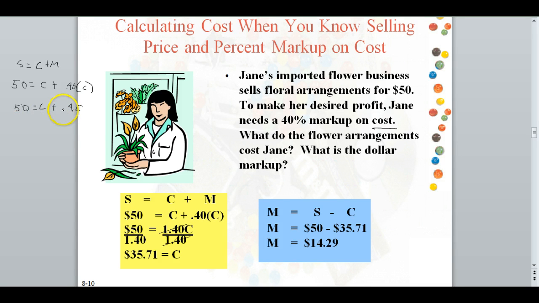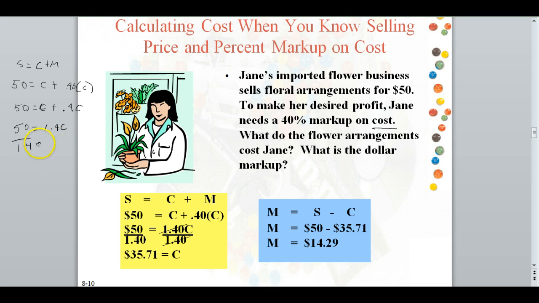All right, so that's a point there. So we have variables here. We have a 1C, right? If there's just C by itself, that means there's 1, and we have 0.4. So we have 50 equals 1.4C. We want to get C isolated by itself, so we divide by 1.4.